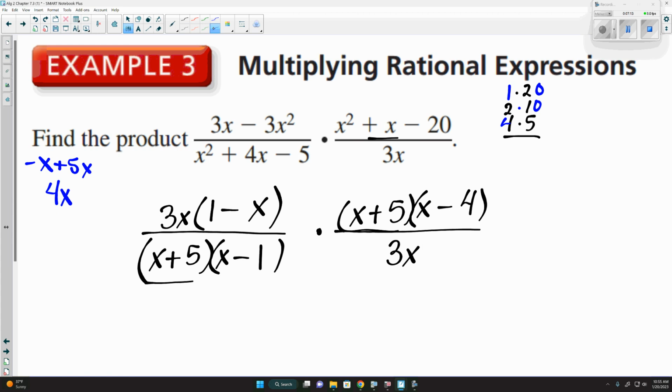And if we do check, x times negative 4 is negative 4x. Positive 5 times x is plus 5x, which gives us a single positive x. So that's what we wanted. So we can use some of those other factors to try to see what the others will factor to.